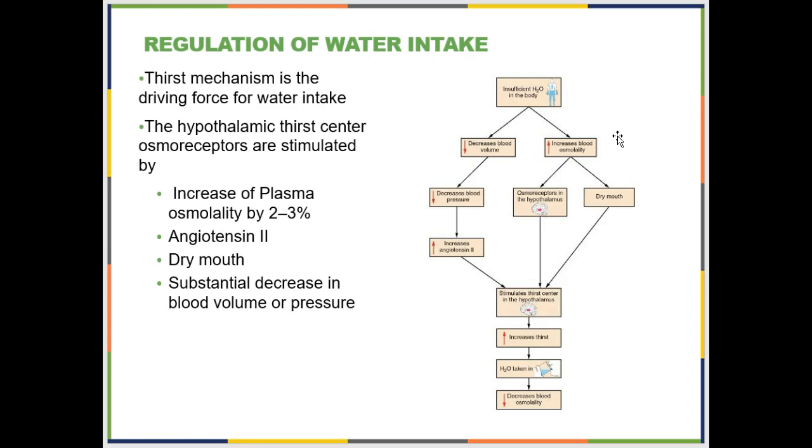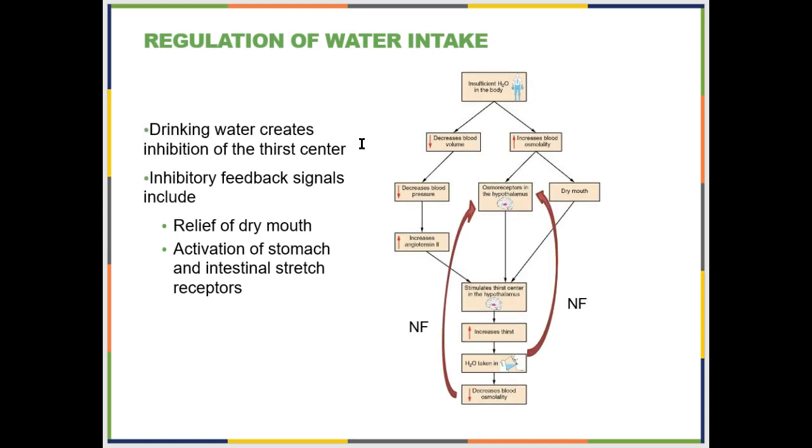Next up is water intake. There are three important things I want you to notice here. One is the factors that lead to the stimulation of your thirst mechanism. So increased plasma osmolarity and the sensation of dry mouth are two of the most important ones. And I want you to know that the thirst centers, the part of your brain that makes you aware of the fact that you are thirsty or should drink water, is located in your hypothalamus.